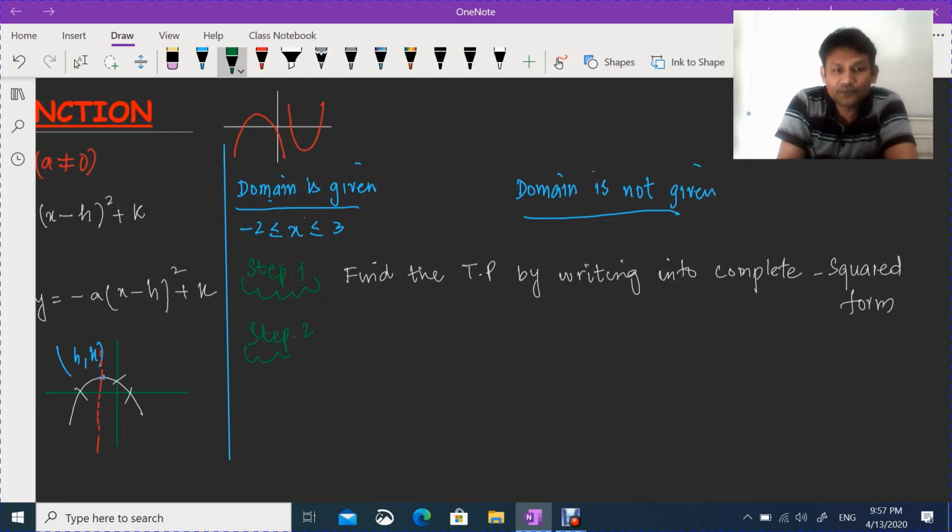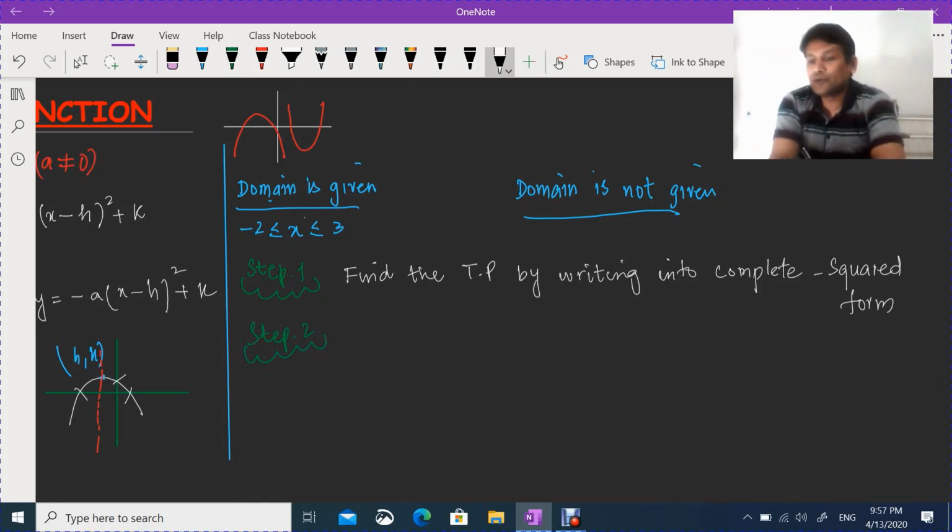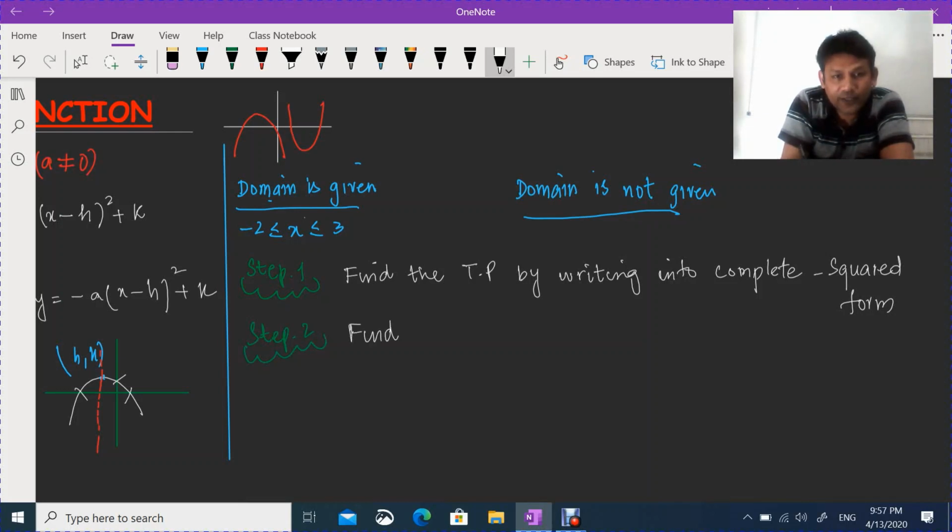Step number 2, you have to find roots. First thing, find roots. And what do you mean by roots? I have discussed with you. Roots means when y is equal to 0, or we can say the x-intercept.